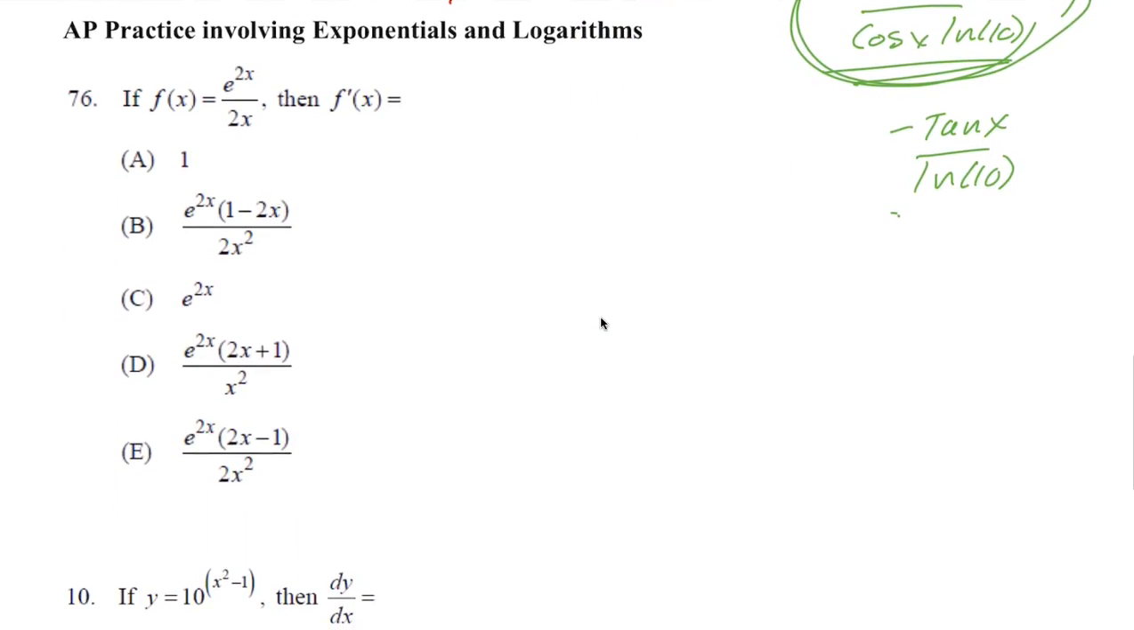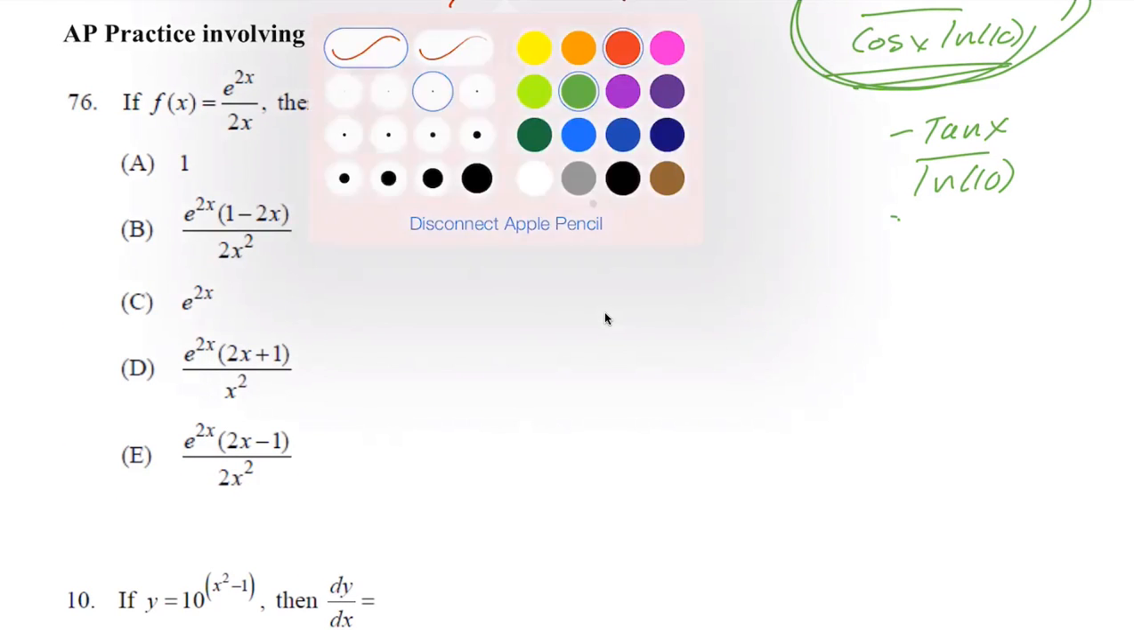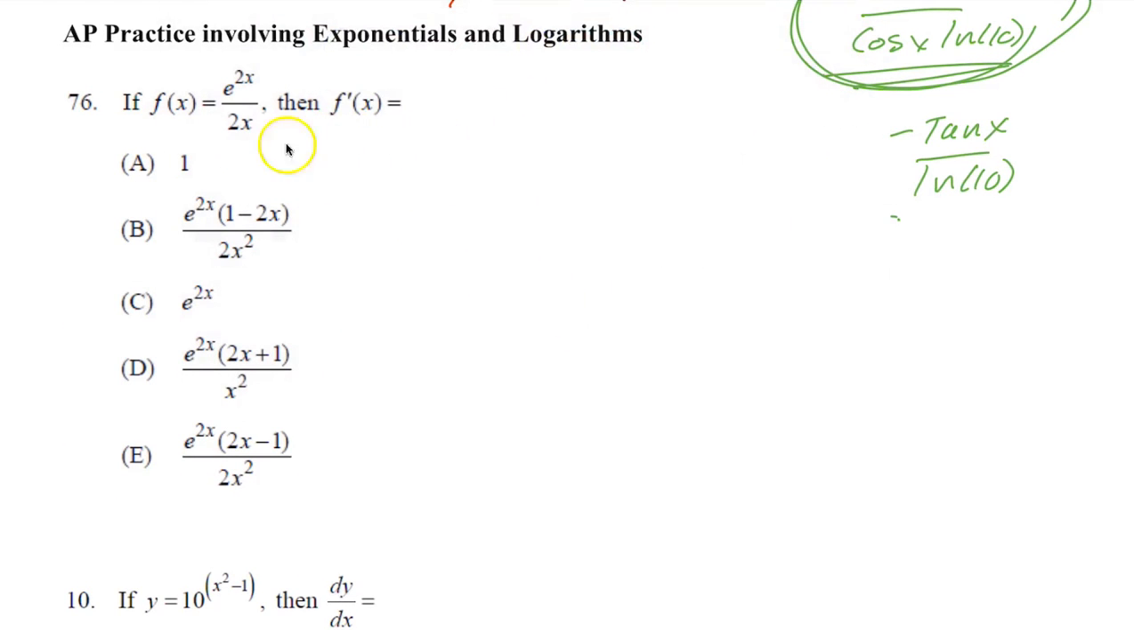Do a little AP practice. So our first question: if f of x equals e to the 2x over 2x, then find f prime. So look at this, notice what's going on. We are dividing, so we have to do a quotient rule. So there are rules, right? The quotient rule is the derivative of the top times the bottom minus the derivative of the bottom times the top, all over the bottom squared.